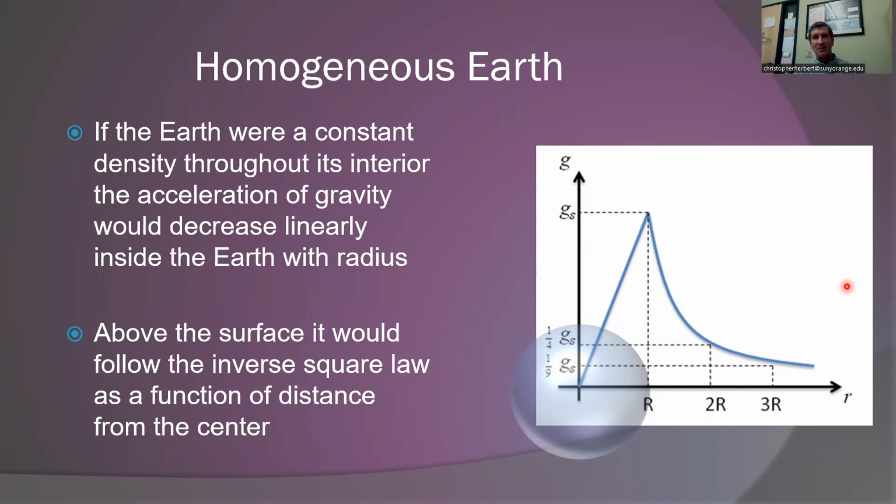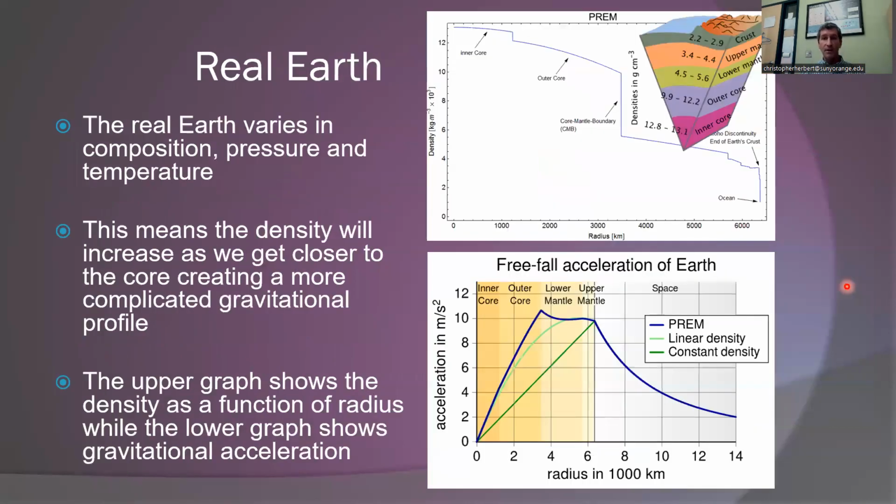Okay, what about the real Earth? What happens when we're dealing with a real planet, which is differentiated because we know the iron core is denser than the mantle, which is denser than the crust? How does that affect our results? Well, if we do Gauss's law for that, we actually have to do a shell by shell integration.